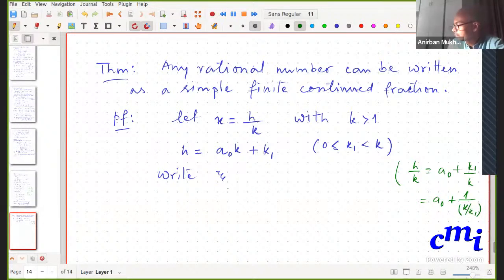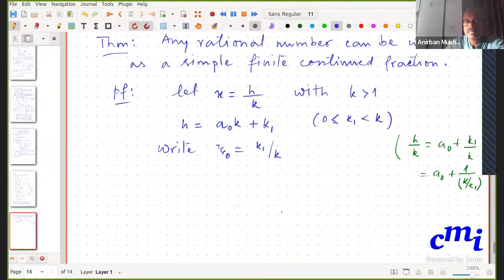That was the notation we were using, and we'll use the same notation. So chi naught is, oh sorry, chi naught is k1 by k. We were just writing a naught plus chi naught, trying to use the same notation. Then we were inverting that. So chi naught is the fractional part here.